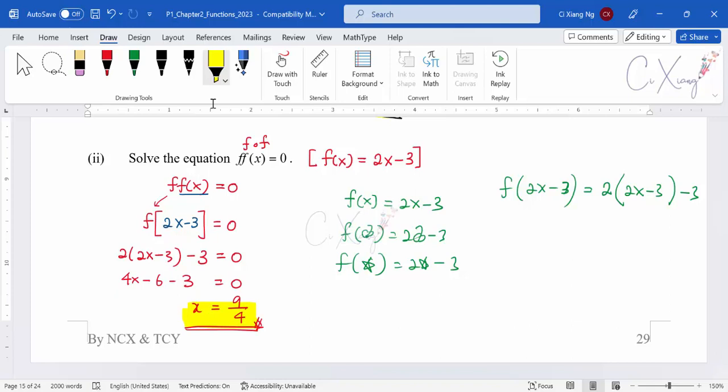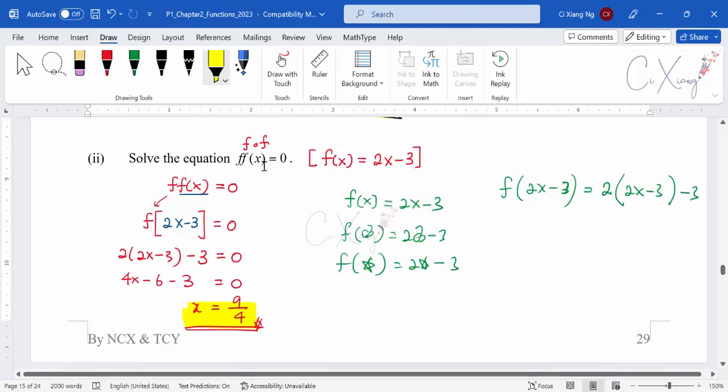Right, so this is how we actually carry out the composite function. This is one basic type of question that involves the composite function. So you need to know, basically, ff means put the function f into the function f, like what I showed you here. Okay, so this is what we have for example 19. So we can discuss the next example here. Okay, example 20.